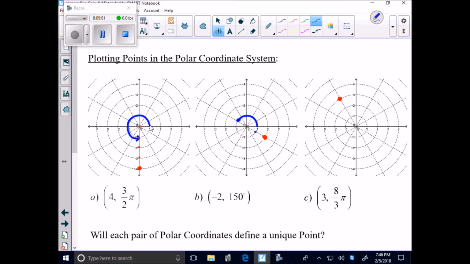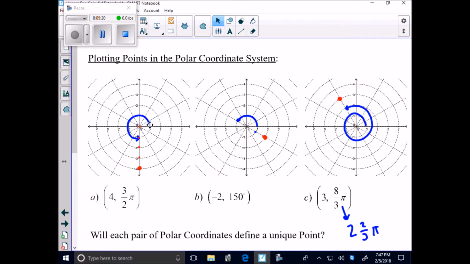Right here with our last ordered pair, we've got (3, 8π/3). So 8π/3 is actually more than a full rotation. 8π/3 is actually 2π and 2π/3. So right here we go all the way around, and then we go an additional 2π/3 past the full rotation, which takes us to the first stop in the second quadrant. And then, of course, we're looking to go a length of 3 units in that direction. So we would count out 1, 2, and then 3. And that is the point (3, 8π/3).